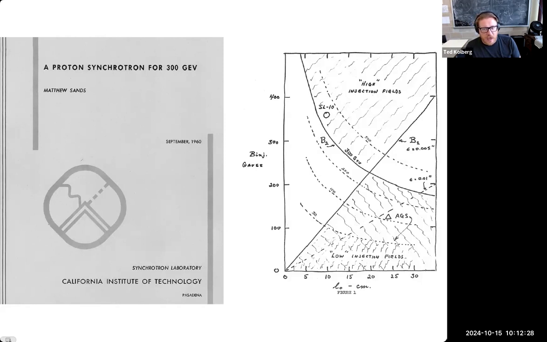You see here the cover of one of the proposals that came out of this effort called a proton synchrotron for 300 GeV by Matthew Sands from Caltech. This is written already in 1960. And there's a charming hand-made plot on the right-hand side here, which shows the central idea that people were thinking about. So up until now, most of these synchrotrons, they had an accelerator in the chain before them. That was often like an accelerator based on static electricity.